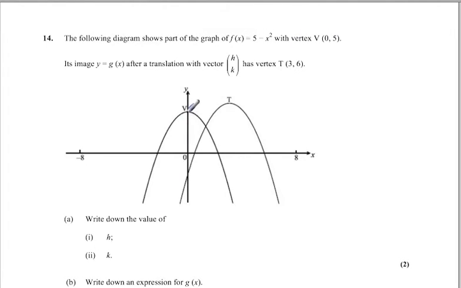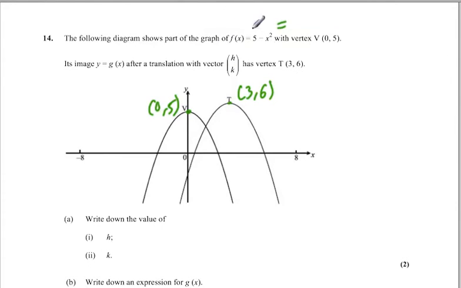So this point right here is (0, 5). And its image, y, after a translation of (h, k), has the vertex of (3, 6). So this is (3, 6). Now, one thing I'm going to do whenever you see something like this, before you even read the question, is always rearrange this.